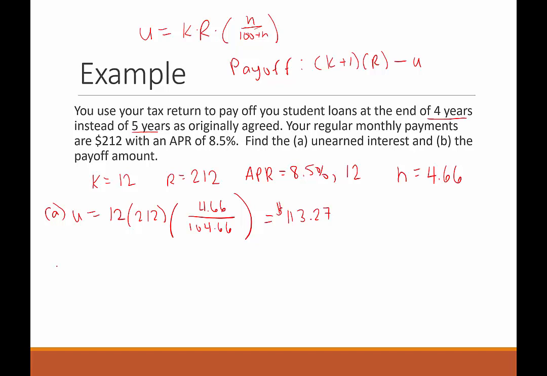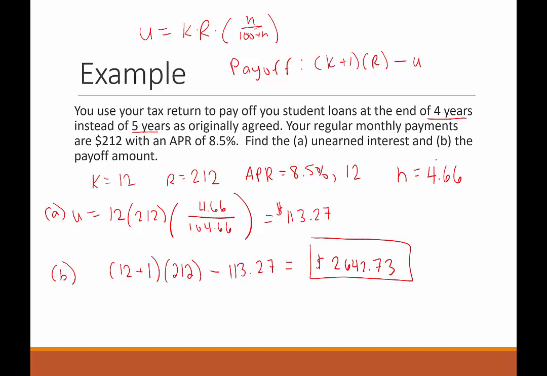How about the payoff amount? So the payoff amount, we need K plus 1, right, because this is the number of payments that you're paying off early, plus the current payment, 1, times the payment amount, $212, minus the unearned interest of $113.27. And it looks like when it's all said and done, that one big check so that you can end your student loans is going to be for $2,642.73. And think of how good that's going to feel to cut that check and be done with paying off your loans. So this was one example. We're going to do one more example.